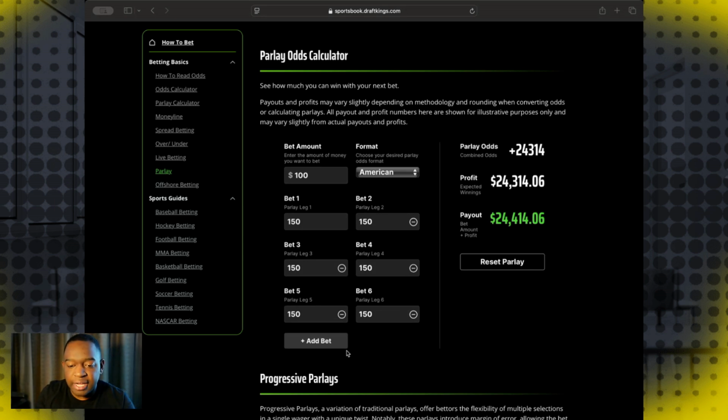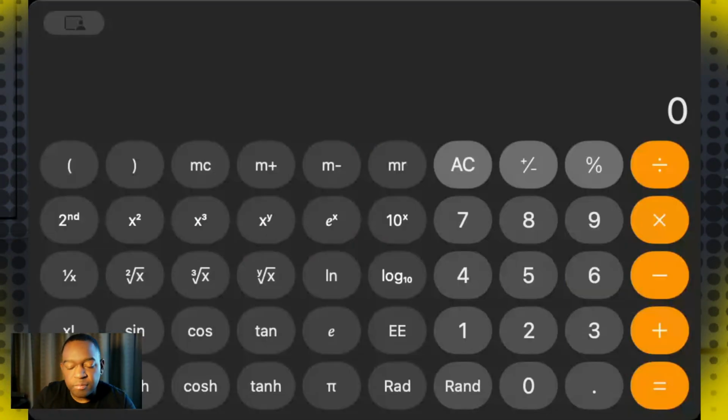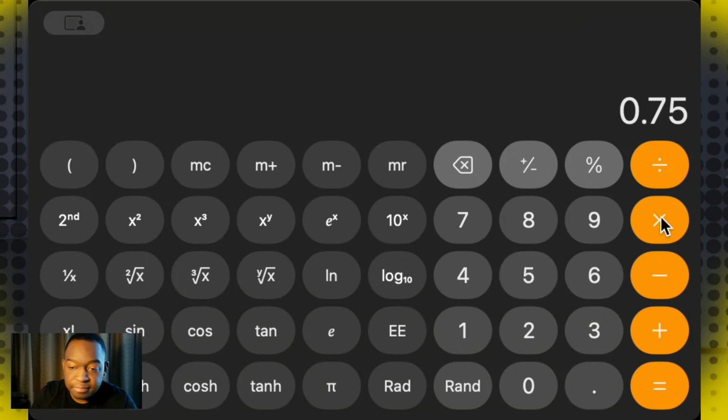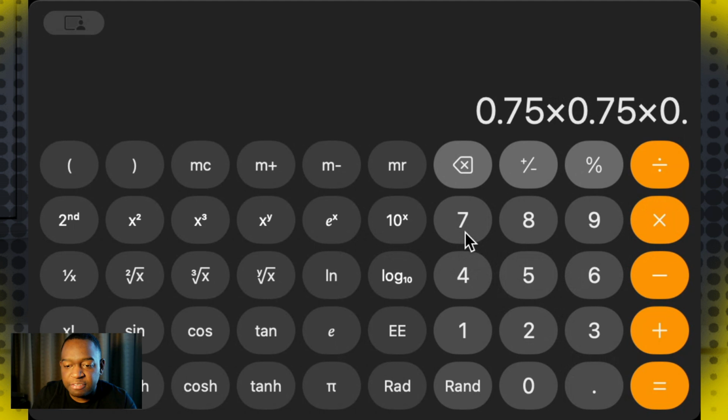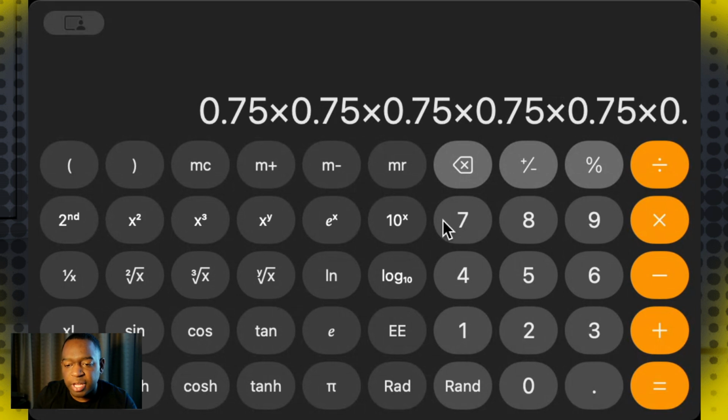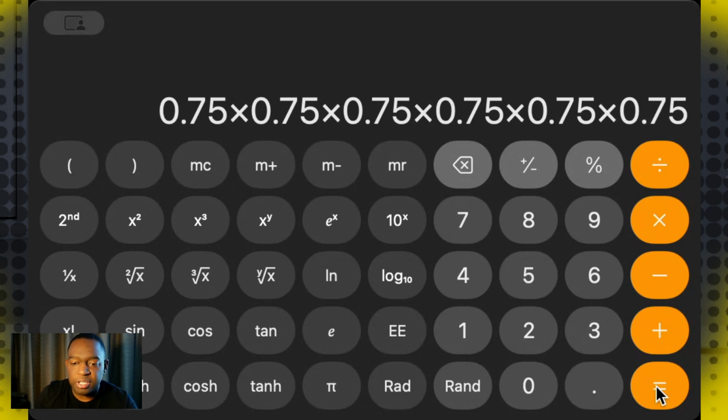Now, how do you get the odds? You might be asking, how do you get the odds? It's very simple. Let me click on the calculator. All right, cool. So let's say you have that same six leg parlay and everything has a 75% chance of happening, right? 75% chance of happening. Another 75%. And we're just gonna keep it that way.